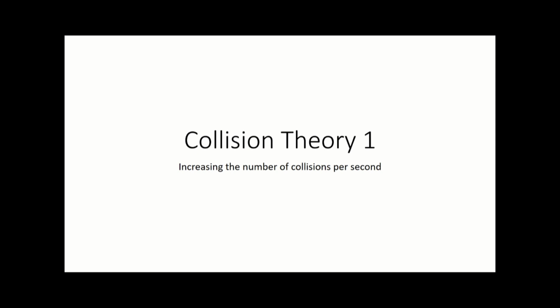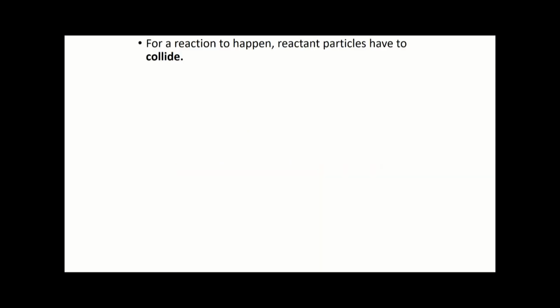In order to understand why a reaction happens faster or slower, we have to have a knowledge of collision theory. Collision theory is so named because it's the idea that for a reaction to happen, the particles of our reactant, the particles of the substance that we're putting into the reaction, have to actually come into contact and collide.